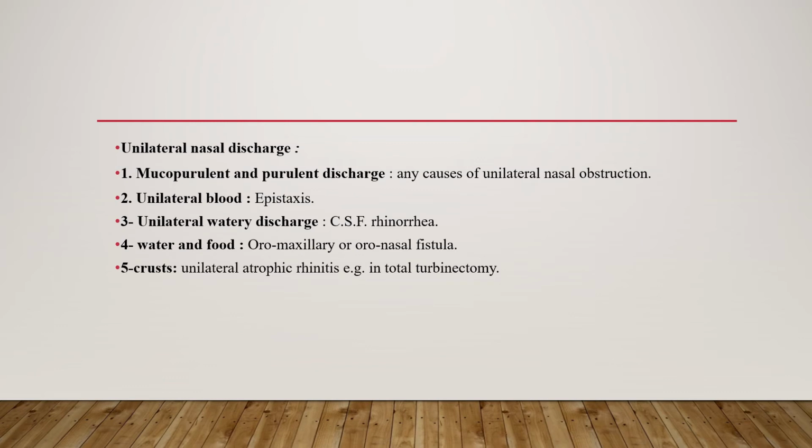We have to know if it's a bilateral or unilateral nasal discharge. In unilateral nasal discharge, if it's mucopurulent or purulent, it is like any cause of unilateral nasal obstruction. If it's bloody, which is called epistaxis. Also, unilateral watery discharge is usually CSF rhinorrhea. What about water and food coming from one side of the nose? It's usually from an oroantral or oronasal fistula. What about crusts? Unilateral atrophic rhinitis, for example in total turbinectomy.